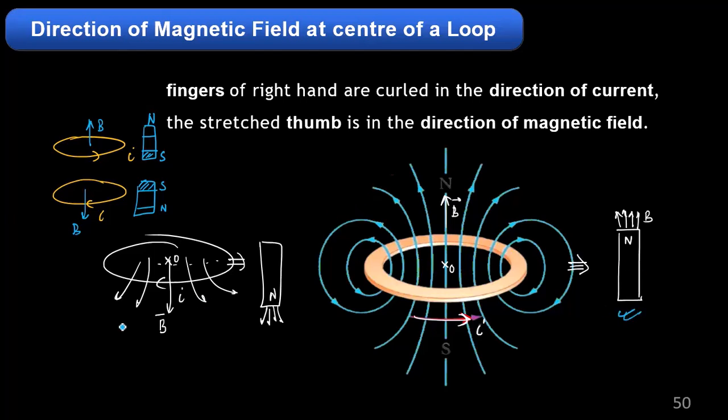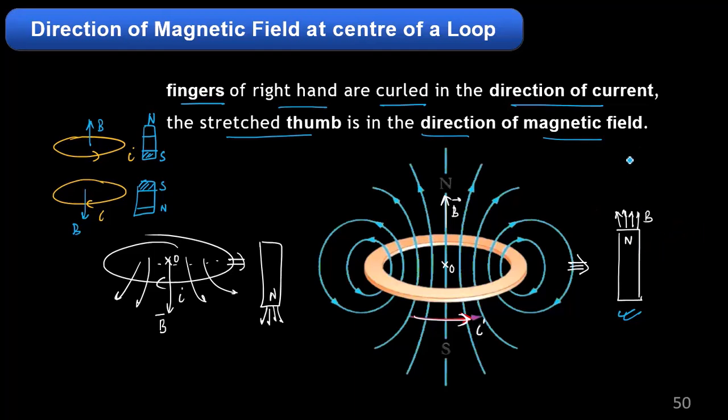For that, every time you have to check the direction, and for direction you have to follow the right hand thumb rule. The fingers of the right hand are to be curled in the direction of the current. The current may be either clockwise or anti-clockwise in a particular loop, and the stretched thumb is in the direction of the magnetic field. So when I stretch my thumb along the direction of the magnetic field, the direction of the thumb will give the B vector direction. And this is valid for any loop.